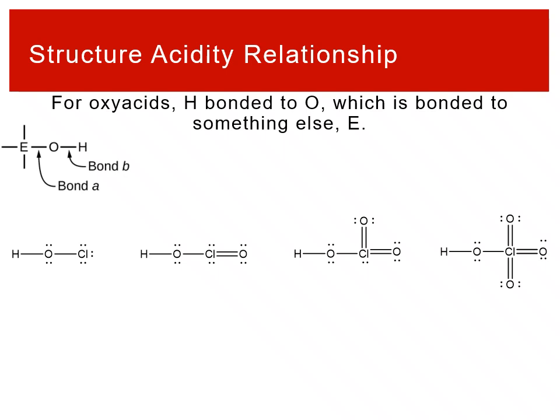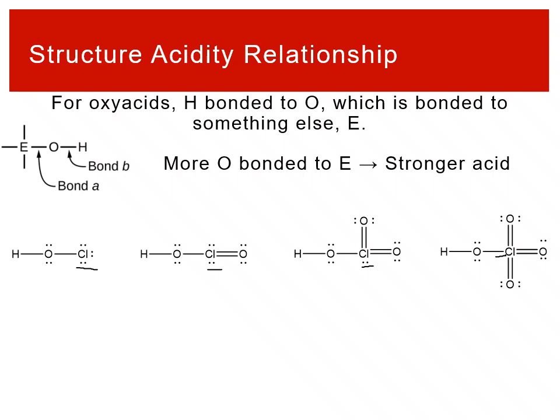Now I want to look at oxyacids, where there are additional oxygens bonded onto your base atom, or your E atom. So we could look at, for example, all the chlorine situations. In all of these cases, I have my chlorine atoms bonded to the OH, that's an acid, but then there are additional oxygens bonded onto the chlorine atom. And the more oxygens bonded onto that central chlorine atom, the stronger the acid is.